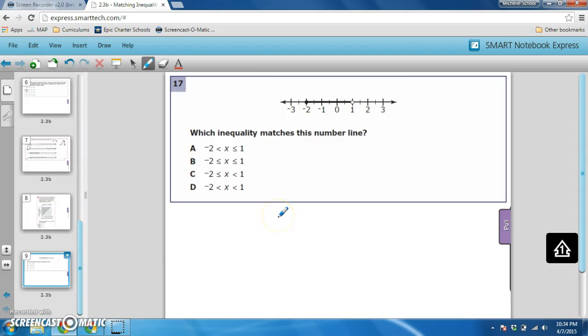And the last one, which inequality matches the number line? It is going to be c, because this is a solid dot, and this is an open dot.